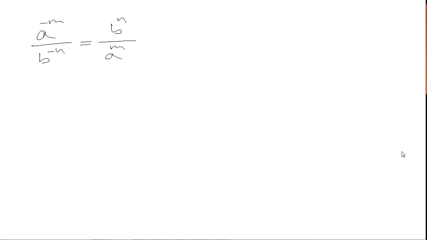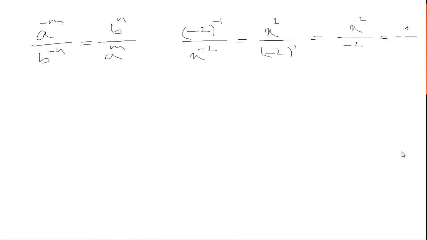So it's like this. For example, negative 2 to the power of negative 1 over x to the power of negative 2 is negative 2. So I'm using the same base, move it to the denominator, to the power of 1, over x, same base, move to the numerator, to the power of 2, which is x squared over negative 2 to the power of 1 is just negative 2. A power of 1 is always implied, I don't need to write that, which is the same as negative x squared over 2.